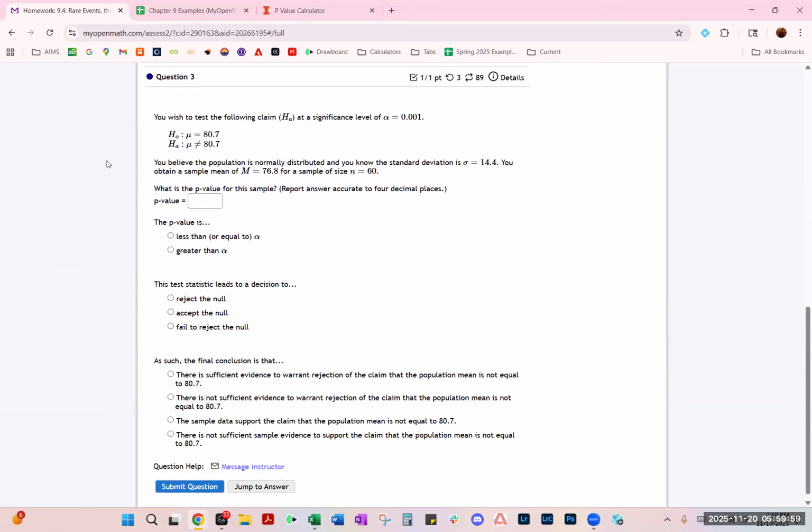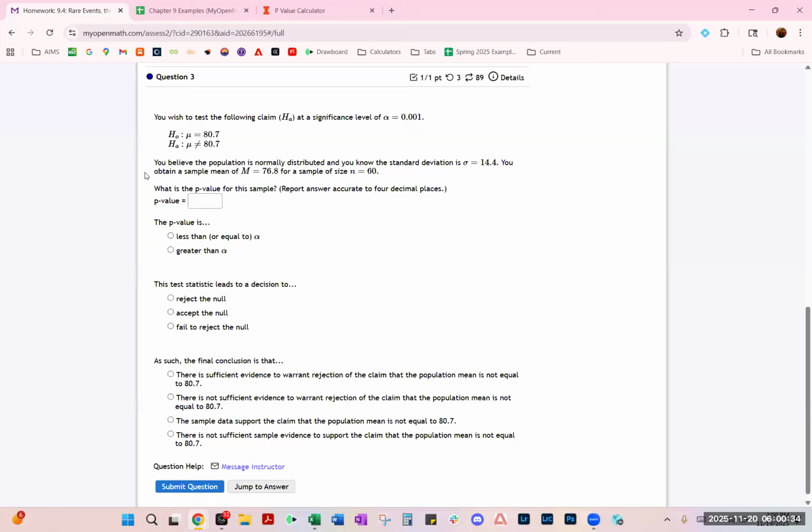You can see here the question says, you wish to test the following claim, H sub A, at a significance level of alpha equals 0.001. You've got your hypotheses listed here. We've got the null hypothesis H sub 0, where mu is equal to 80.7, and the alternative hypothesis H sub A, where we have mu not equal to 80.7. You believe the population is normally distributed and you know the standard deviation is sigma equals 14.4.